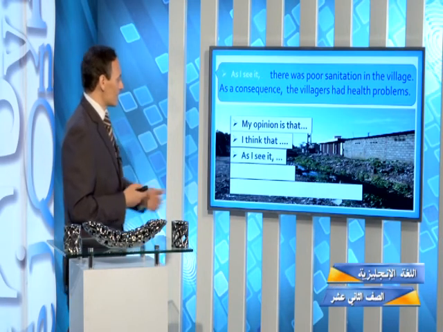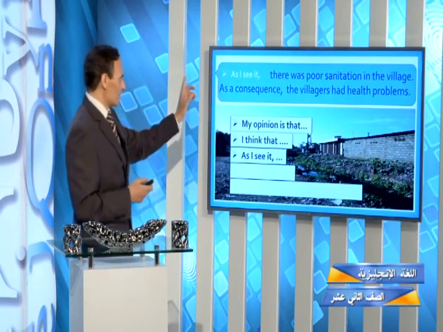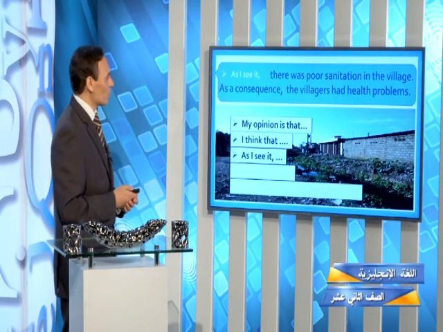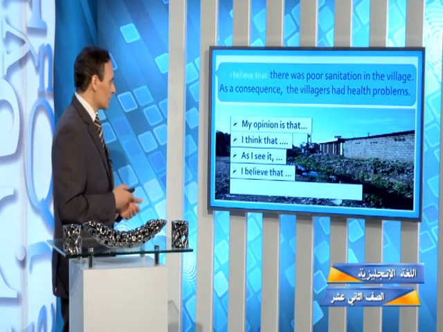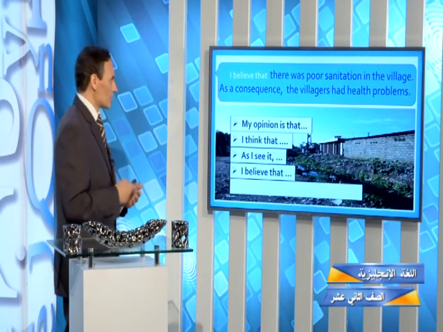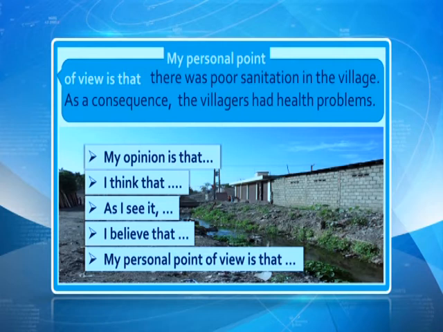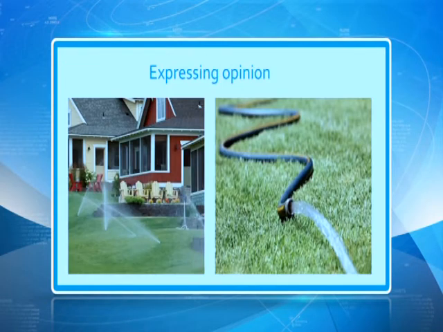Now, also you can use as I see it. So the sentence reads, as I see it, there was poor sanitation in the village. You can use I believe that. I believe that there was poor condition in the village. Or you can say, my personal point of view is that, and you complete the sentence. All right. Have a go.